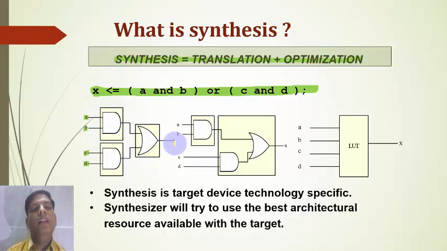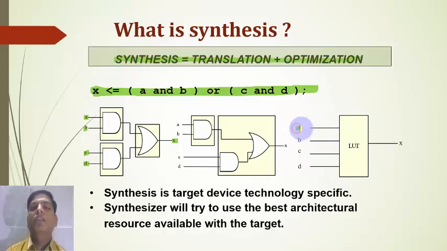So finally at the output we get x equals a and b or c and d. For that, the synthesis should be performed. Particularly, we are combining one AND gate, an OR gate and another AND gate, which are kept separately. The operation should be performed and it will be converted into one black box, that is a lookup table, LUT.